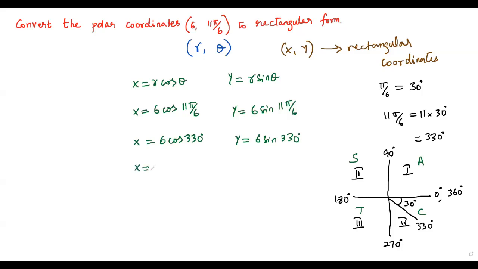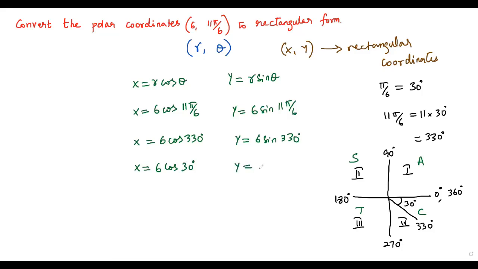Here x equals 6 times cosine. Since 330 degrees is in the fourth quadrant, cosine is positive. So we write the cosine as it is, and instead of 330 degrees, we write the reference angle, which is 30 degrees.